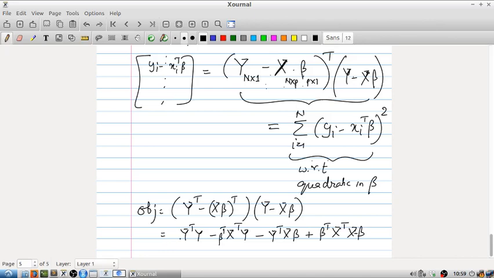So you can see that it is a quadratic. First of all, each term is going to be a scalar. If you just match the dimensions, for example, y transpose y is just 1 times n cross n times 1, which is just an inner product of two vectors. It's going to be a scalar. Similarly, this is also going to be a scalar. In fact, all these are scalars. It's just a function of beta, which is actually a vector, but it's a scalar function.